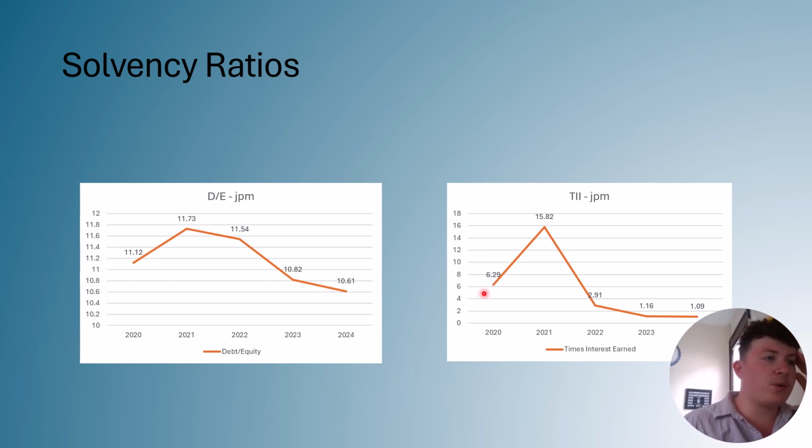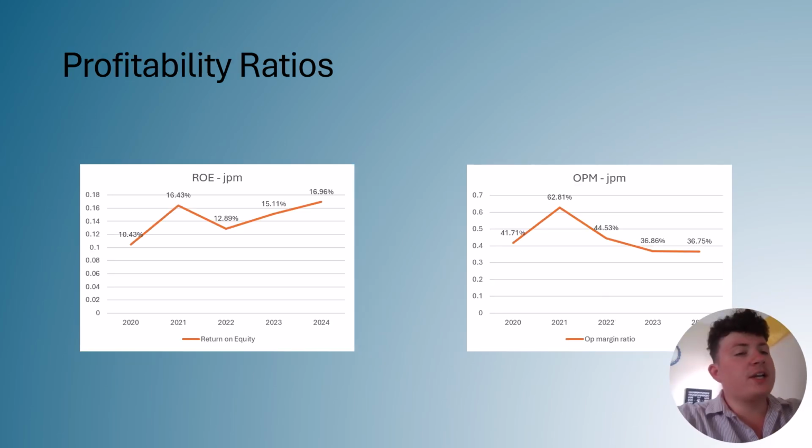As you can see, JPMorgan had a pretty solid 6.29 and at a real peak up to 15.82, but then since then has been seeing a pretty steep decline. And I think this can be explained by fluctuations in recent interest rates, hikes in prior years bring up the cost of debt, just other economic factors. Next, we're going to talk about some profitability ratios.